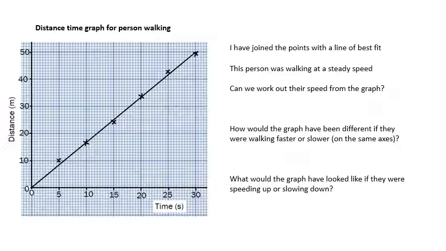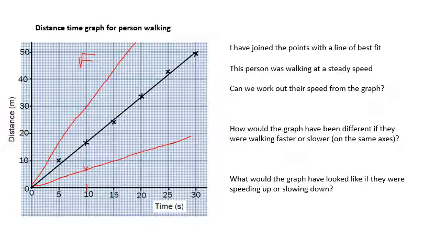How would the graph have been different if they were walking faster or slower? Well, on the same axes, if they were walking faster, then in the same amount of time, they would cover a bigger distance. So if they were faster, the graph would be steeper. If they were going slower, then in the same time, they would cover less distance, so the graph would be less steep. So the steeper the graph is, the faster they're traveling.